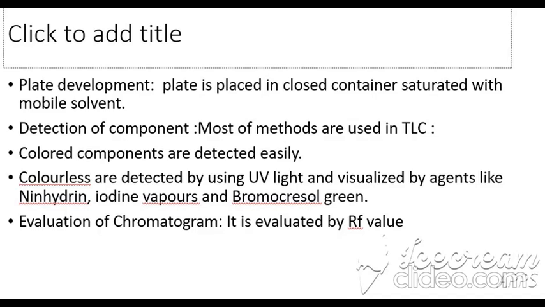Now, it's a very easy method, but here something is different. If your components are colored, you can easily detect them with the naked eye. But if your components are not colored, how do you detect your colorless compounds? There are two methods. Number one, if there are polyfluoro type compounds, when you place them in UV light, they will be fluorescent. It shows a fluorescence, you can easily detect.